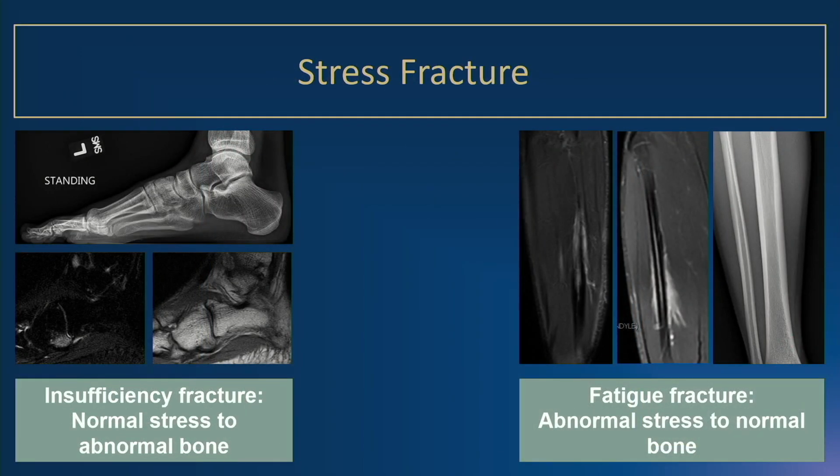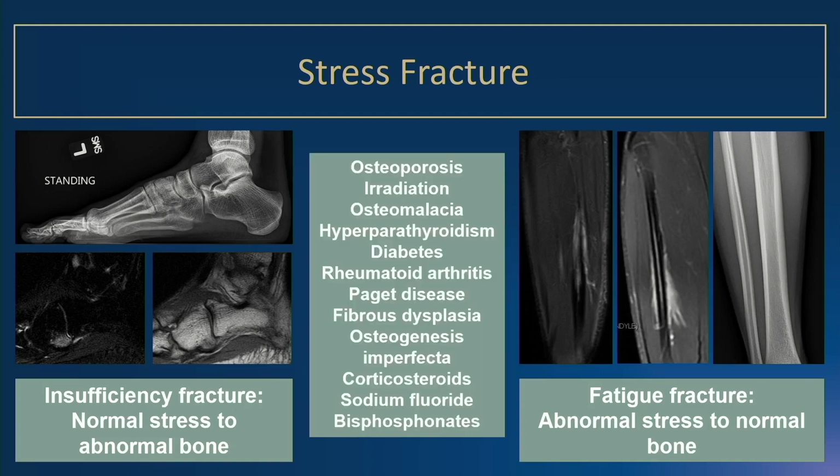Stress fractures are going to be further subdivided into insufficiency and fatigue types. Insufficiency fractures occur when a normal force is applied to abnormal bone, and abnormalities of the bone which can cause these insufficiency fractures are provided in this list here. The most common are going to be osteoporosis and irradiation. And in these images on the left, we can see a cuboid stress fracture, which is related to osteopenia.